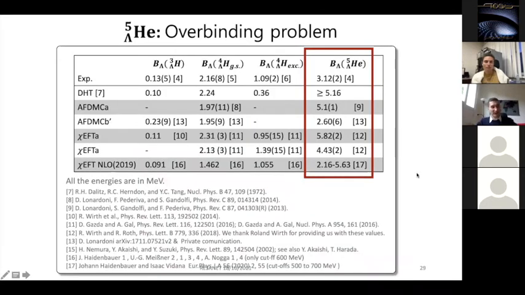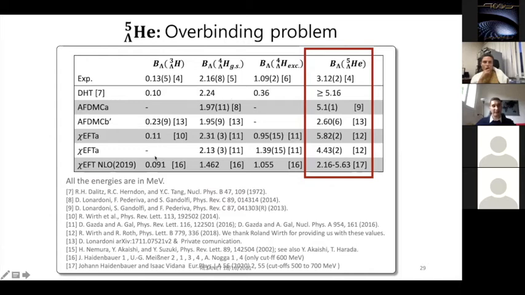But also in the theoretical part, there are some problems. In fact, what I'm reporting here is some of the most used interactions for hypernuclei, especially for few and many body hypernuclei. And you can see that I have many different interactions here. And you can see the systems that we know experimentally: the hypertriton, the hydrogen 4 lambda, and the excited state of hydrogen 4 lambda.